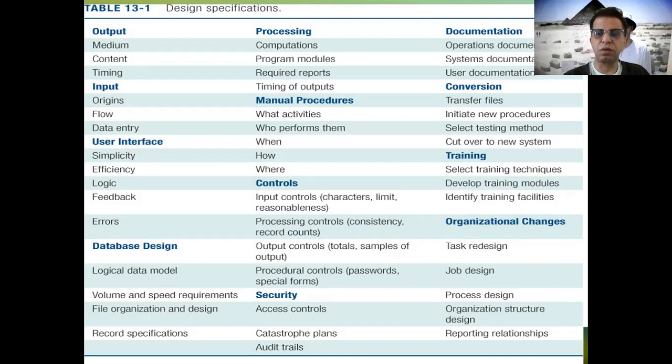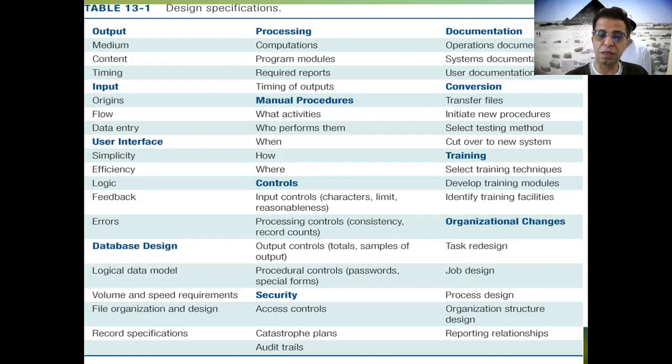Well, first let's look at it vertically. What's the output? What's the medium, with printers, screens, whatever? The content that you're looking for, and when you need it. What's the input? What are the tools of input? Is it origination, is it flow, is it data entry? And the user interface: is it simple to use? Efficiency, logic, or feedback? Errors should show up there.